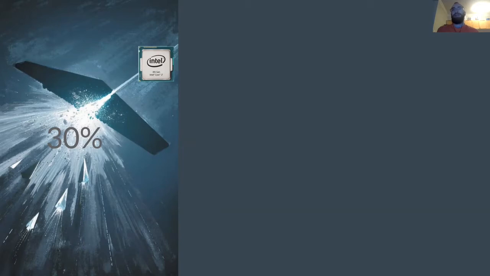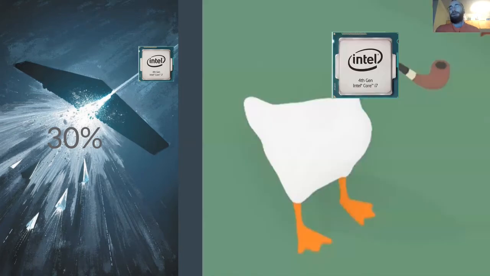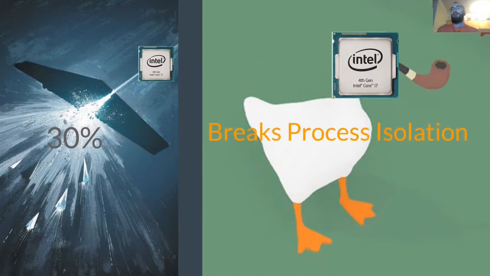Intel claims this can speed them up by as much as 30%. But it causes problems because despite some of Intel's early guarantees, this breaks process isolation. No longer are processes completely independent from each other, but because they share a core, they can leak over into each other.